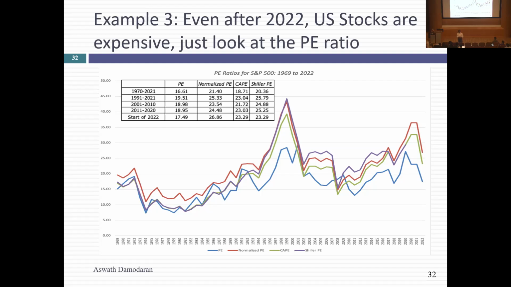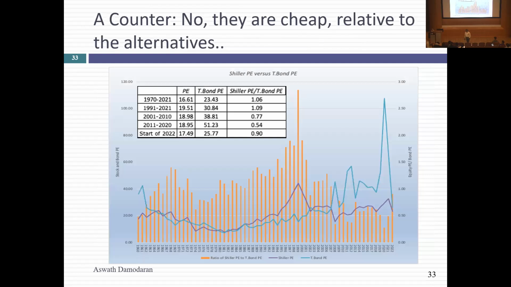Does a T-bond have a PE as well? You paid a price for the bond. What's the earnings you're going to get on the bond? The coupon. So if you have a 2% coupon rate, effectively, what's the PE ratio for a T-bond? 100 divided by 2 is 50. So what you're going to see on the next graph is something I wrote about in a blog a few years ago.